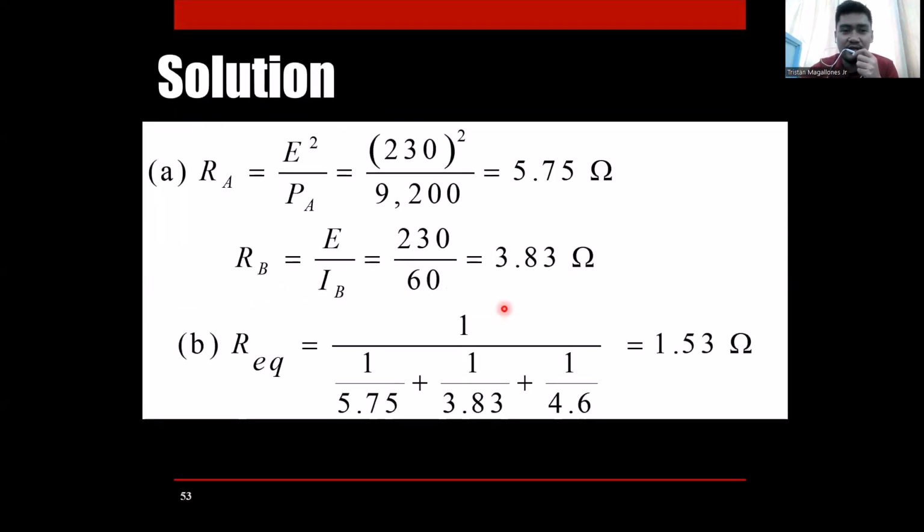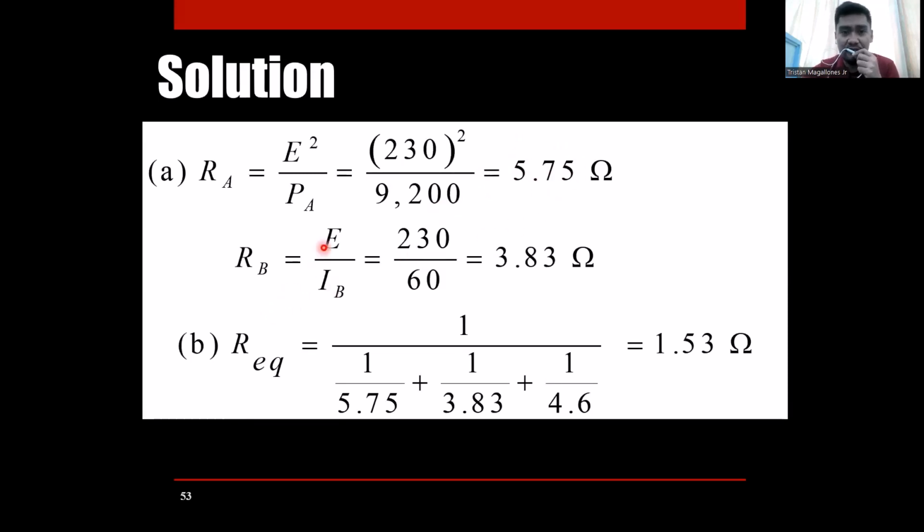So first, RA and RB. As I said earlier, since we have a derived formula for power, P is equal to V squared over R. To solve it for RA, you just cross multiply: divide the whole equation by P and multiply the whole equation by RA. So RA will be equal to E squared over PA. So this is 230 squared divided by 9,200, so I get 5.75 as the value of my RA.